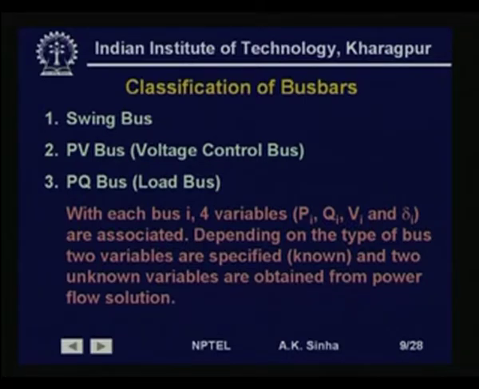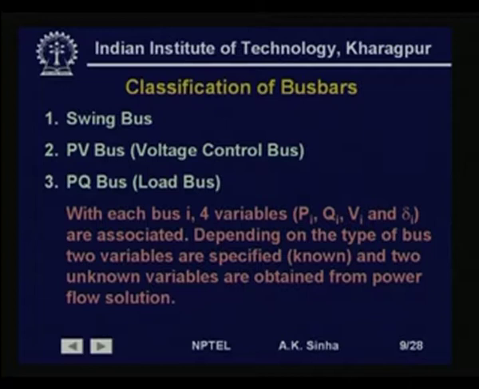the power network. Now, depending on the type of bus, 2 variables are specified and 2 variables are not known, and they need to be computed by the load flow or the power flow solution. Now, as I said, for the swing bus we have V and angle delta both specified. So, the variables which are to be computed are Pi and Qi, that is real and reactive power injection.